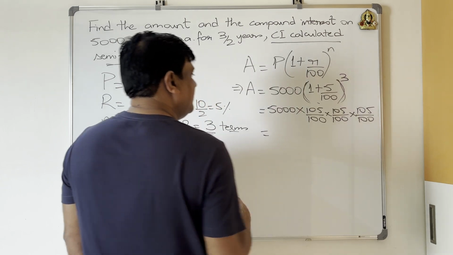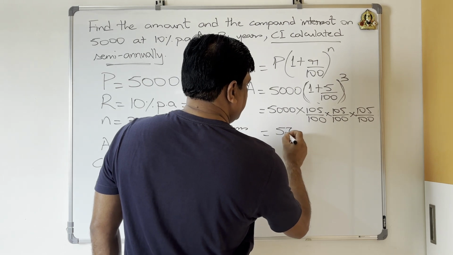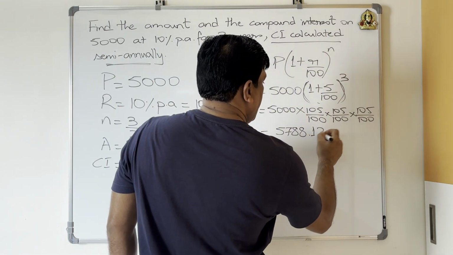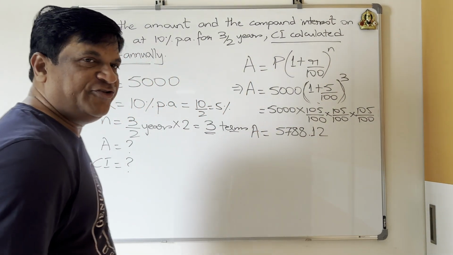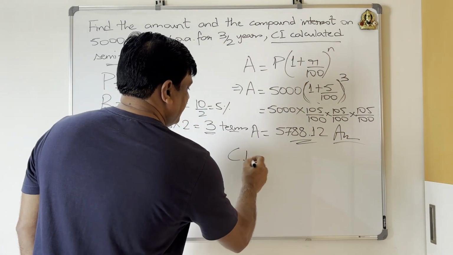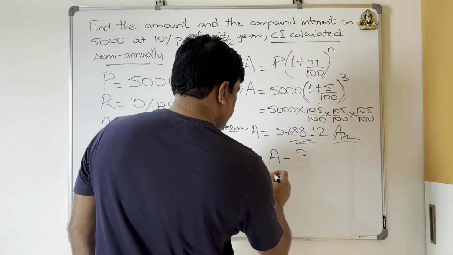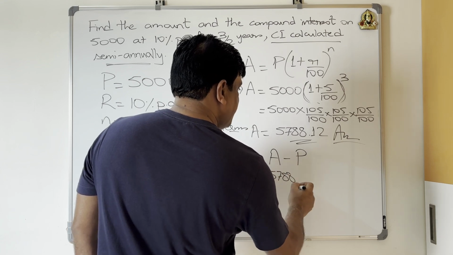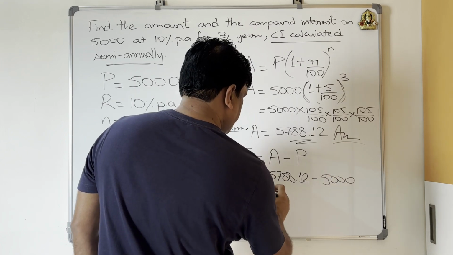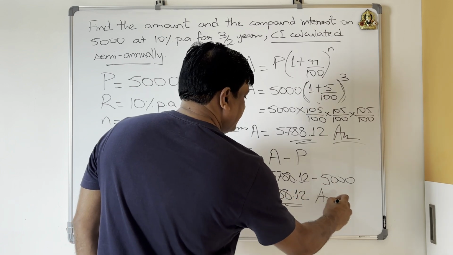When you simplify this, what do you get? You get 5788.12. That's your amount, which they have asked you to calculate. This is one of your answers. Now, what is compound interest? Compound interest is simply amount minus principal. Your amount was 5788.12. Your principal was 5000. So your compound interest comes out to be 788.12. That's your second answer.